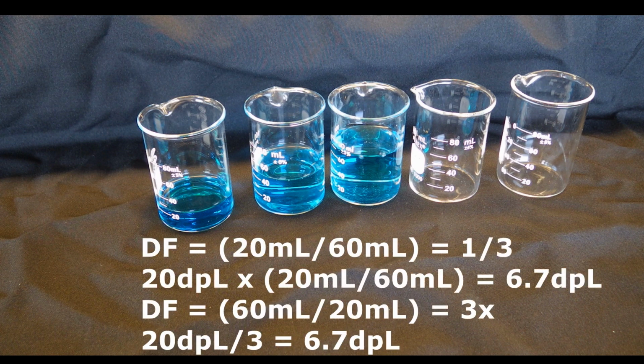So 20 over 60 is a dilution factor. It's a third. You multiply it by 20, and the final concentration is 6.7 drops per liter. Or if you prefer, you can get 60 over 20, which is 3 times. Take your initial concentration, 20 drops per liter, and divide it by 3, 6.7 drops per liter.